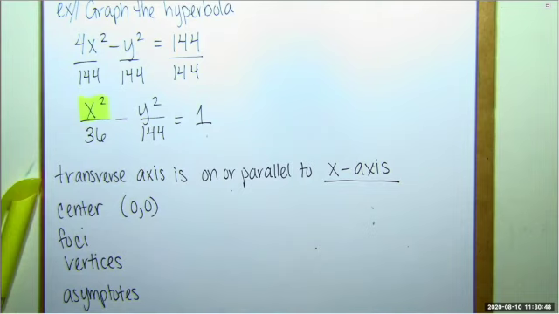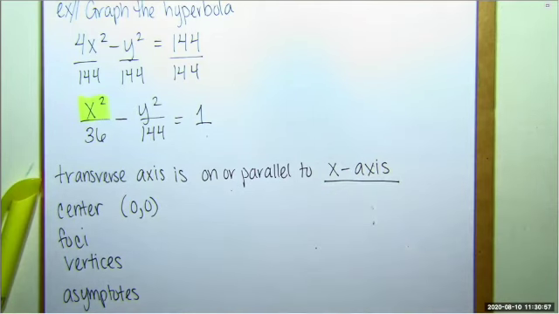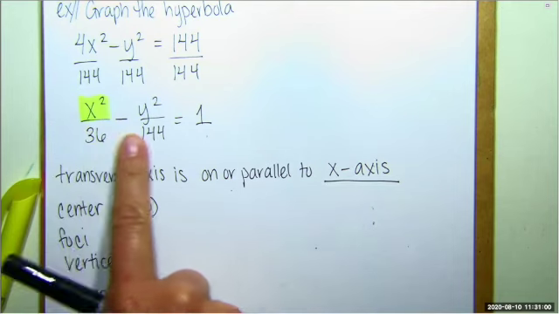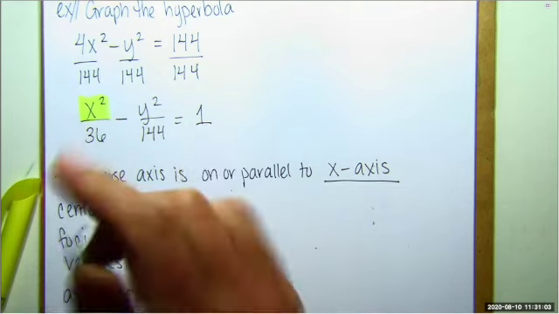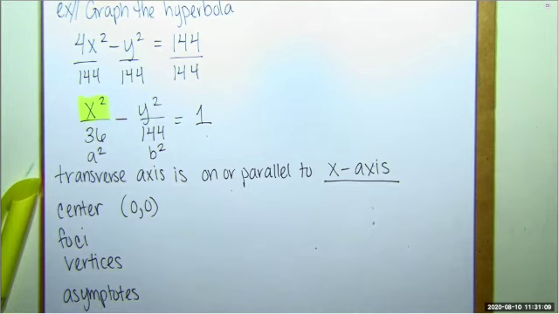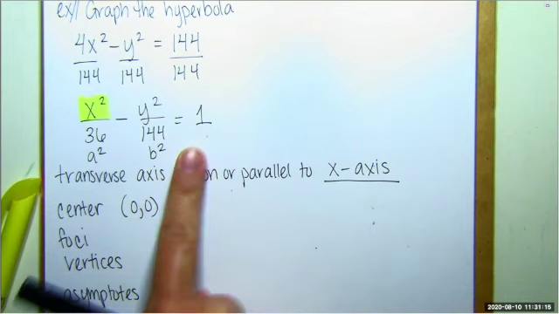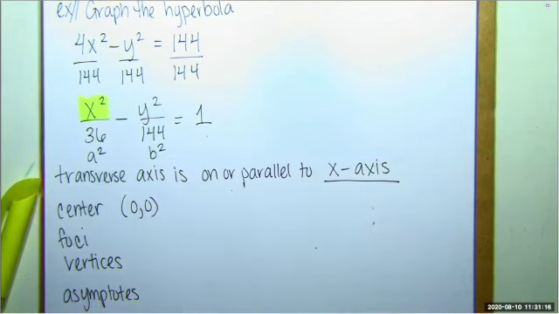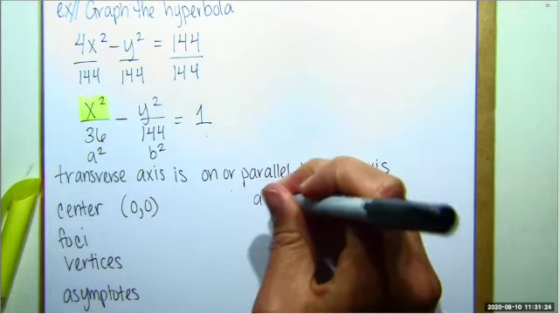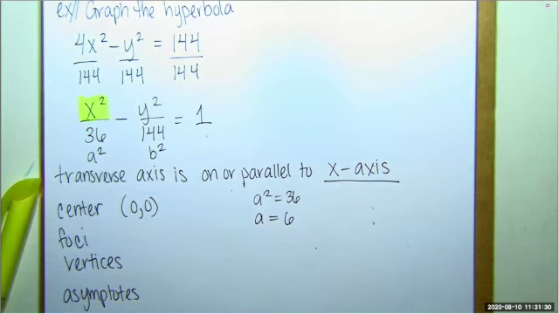To get to our foci, our vertices, and our asymptotes, we're going to need to know our variables a, b, and c. So let's list those out. Now, this is different than the ellipse. We always, always, always list these out in alphabetical order from left to right. So this is a squared and this is b squared, regardless of what variable is in the numerator. For the ellipse, the larger one was a squared. The hyperbola is different: always left to right, a squared, b squared. So a squared is 36, which means a is 6. That is our distance to the vertices.